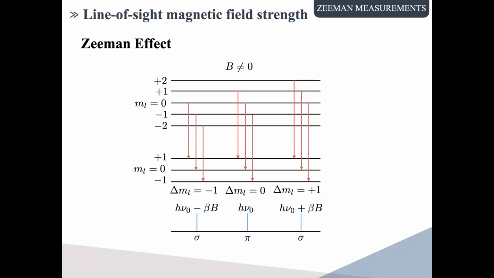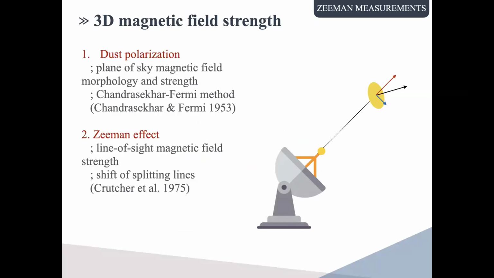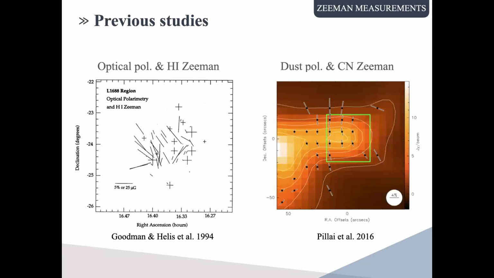I already explained the Zeeman effect. With polarization, we can see the plane-of-sky magnetic field strength, and Zeeman can show the line-of-sight magnetic field strength. So we can estimate the direction and strength of the 3D magnetic field in the region. And there are a few previous studies that tried this.